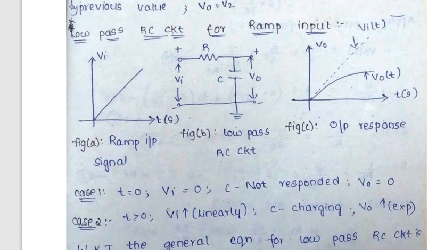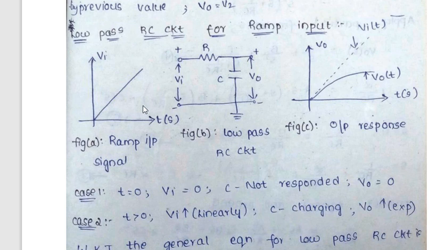Good morning, everyone. Today, I am going to explain the low-pass RC circuit for a ramp input signal. When you apply a ramp input signal to the low-pass RC circuit, what is the response produced? Here, figure A represents the ramp input signal, figure B represents the low-pass RC circuit, and figure C represents the response of the low-pass RC circuit for the ramp input signal.